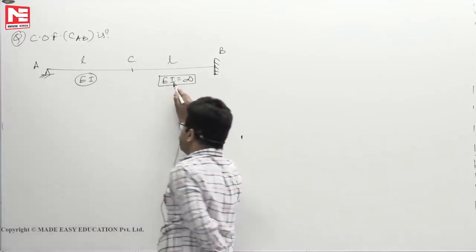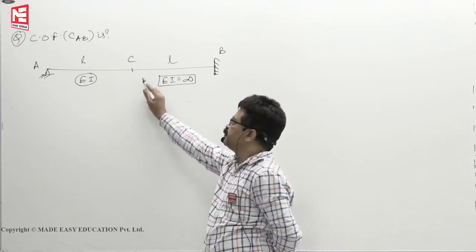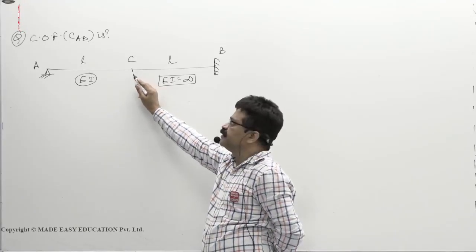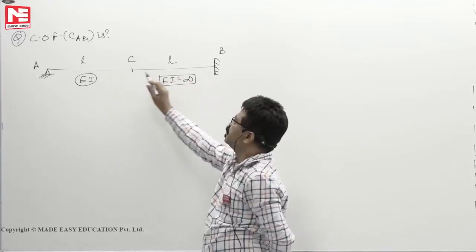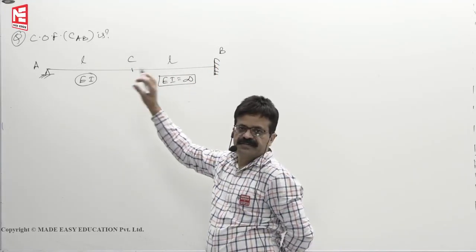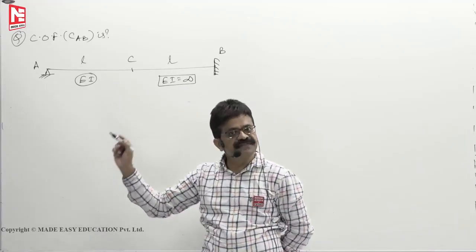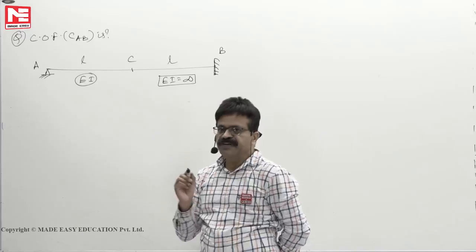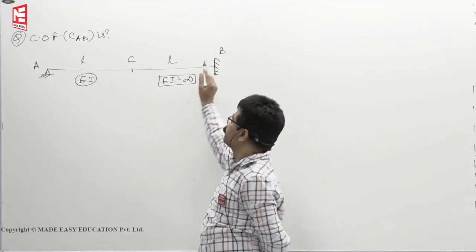If EI is infinity, that means this member will not deflect. It remains as it is here only. That means this member behaves like a fixed support, because you fixed it here, it will not rotate. That means it remains horizontal. So now for this beam, if you are able to draw the deflection profile, that profile will give you some idea of how we should manage to find the moment at B.